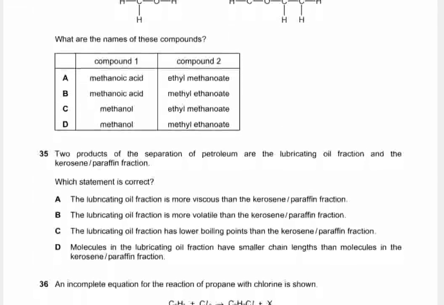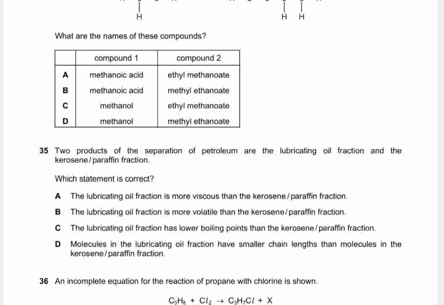Two products of the separation of petroleum are the lubricating oil fraction and the kerosene paraffin fraction. Which statement is correct about that? The lubricating oil fraction is more viscous than the kerosene. Yes, it is true. So for 35, A option is correct. Volatile, no, they are not like that. Lower boiling point, no, that is again not the correct option. And smaller chain length of the molecule, no. So A option is the only correct one.